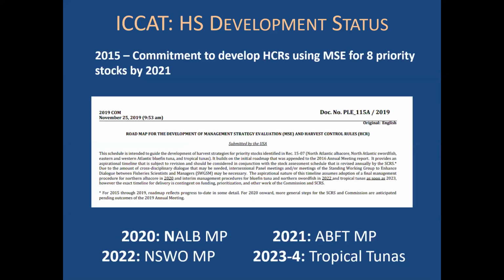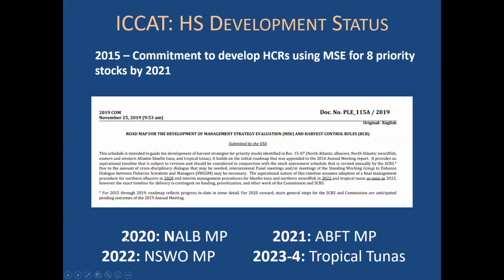So ICCAT has been doing this in earnest since 2015, agreeing to adopt harvest control rules for 8 priority stocks by 2021. You see here, this is the work plan, the roadmap they call it, that was adopted in the fall. And that roadmap has adjusted the timeline for adoption and delayed things a little bit.